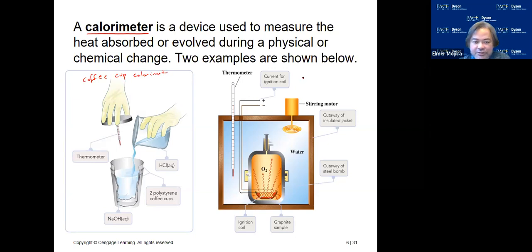And this one is called a bomb calorimeter. What happens is the reaction happens within it, and by measuring the changes in the temperature, you'll be able to get the energy needed to raise the temperature of a substance by 1 degree Celsius. So this is a classic calorimetry problem.